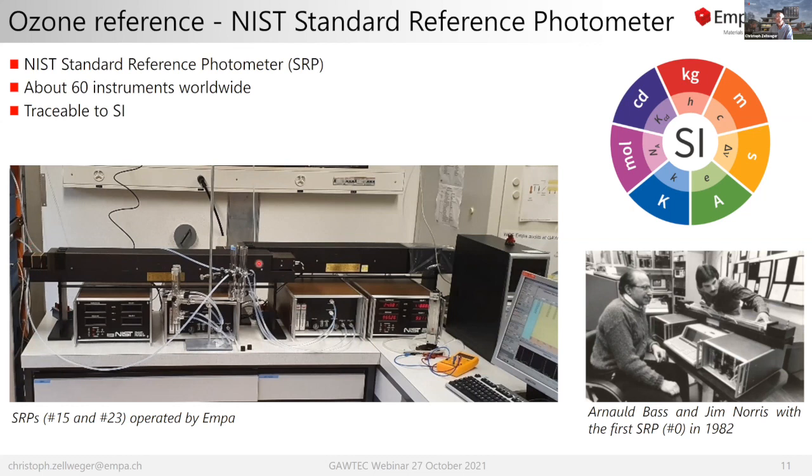So here you have the measurement cells. Here is the light source. Here are the detectors. There is some manifold to distribute the ozone. It has an ozone generator, and then you can make different levels of ozone. So it's directly SI traceable, and I think the instruments have existed since the early 80s. So this is Jim Norris, who still works at NIST, producing these SRP instruments, with the first instrument in 1982. And we at EMPA have two SRPs in our laboratory. We use them for our national air pollution monitoring network and also for the GAW activities.